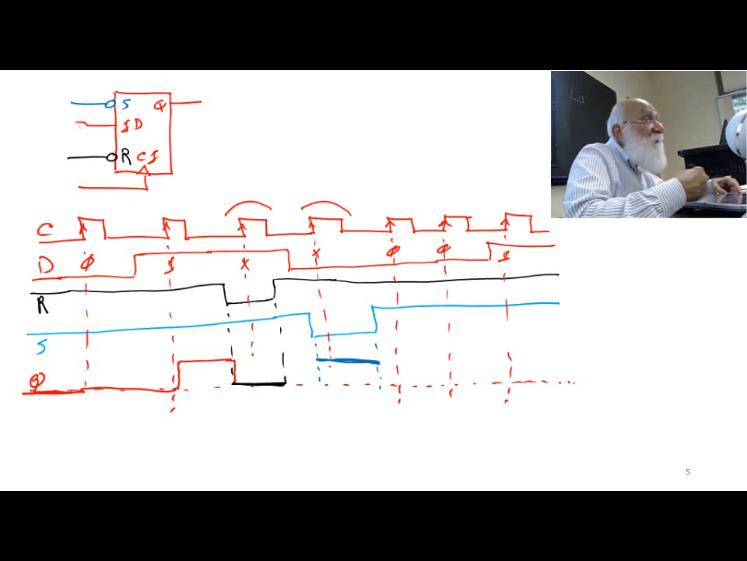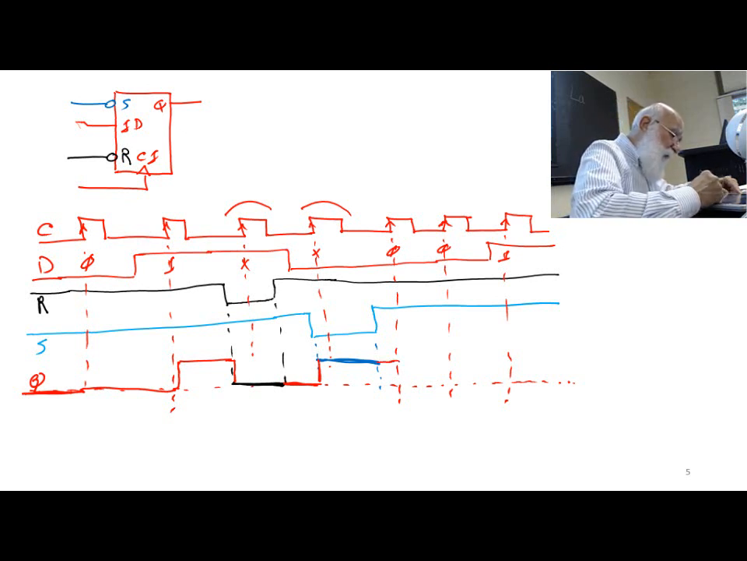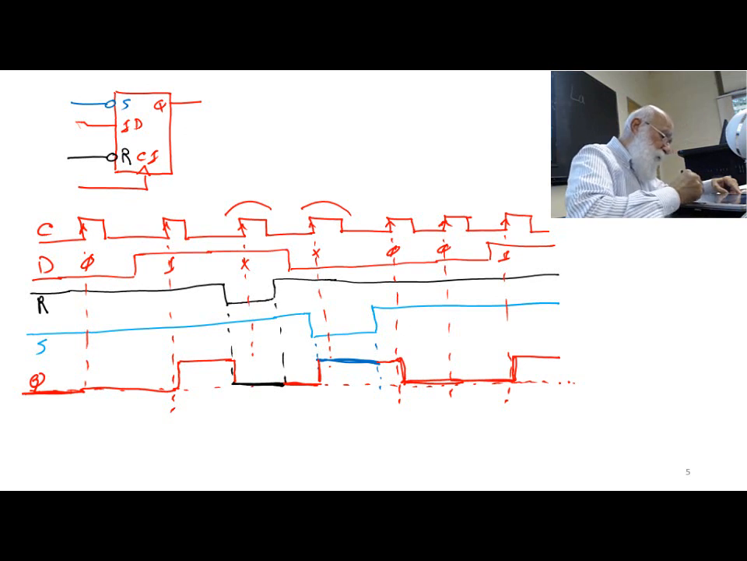After the resetting, the output remains at 0 until all of a sudden set comes in. Set comes in, again, no question asked, the output becomes 1. The output becomes 1, stays 1 even after the reset, okay, until an edge of the clock is seen. The output becomes 0, and then the output becomes 1 right here. Okay, so this is what my output is going to look like.